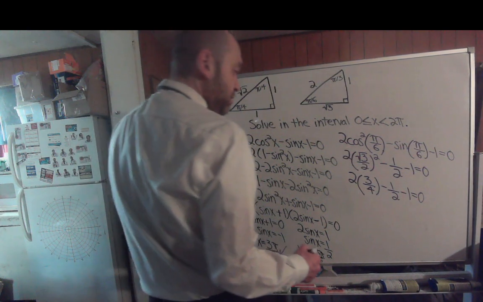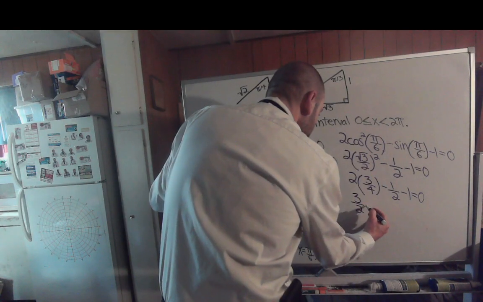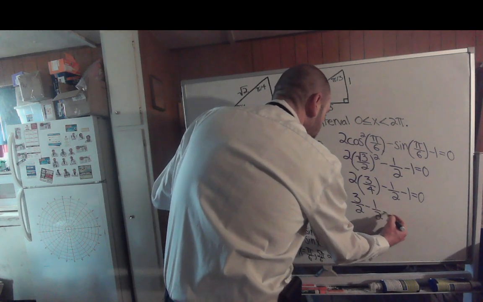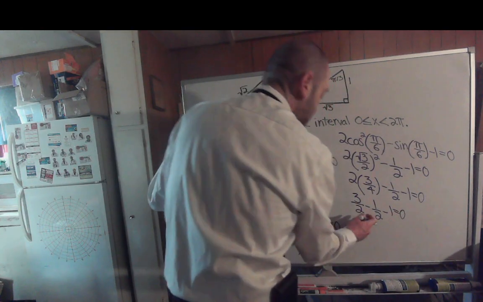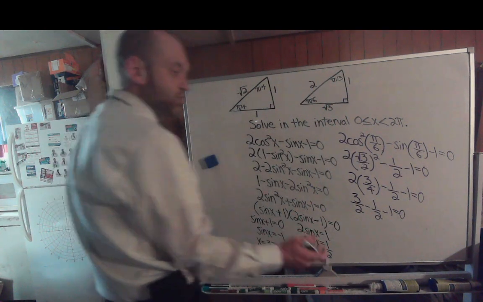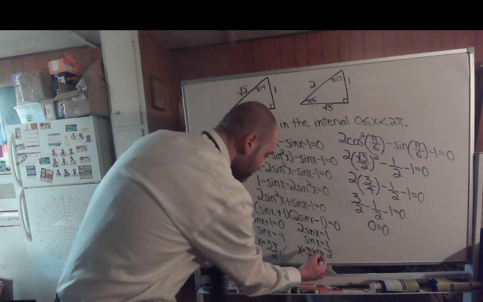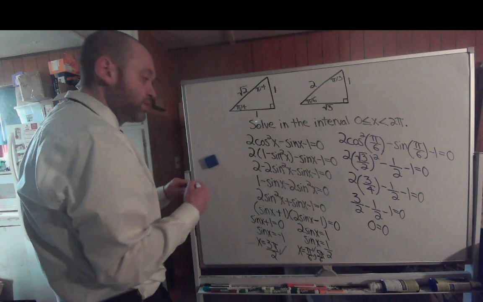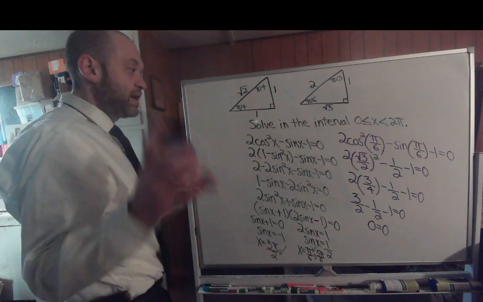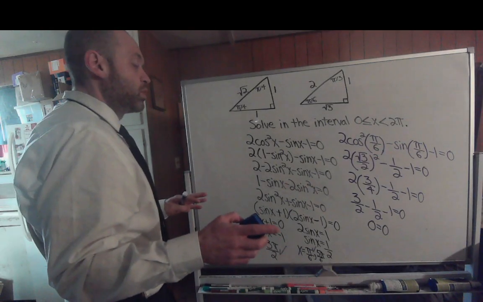Alright, so now what is 2 times 3/4? Well, that's 3/2 minus 1/2 minus 1 equal to 0. 3/2 minus 1/2 is 2/2, which is 1, minus 1 is 0. 0 equals 0. So yes, your pi over 6 is actually going to check out. Now, we got to do this one more time for 5 pi over 6.